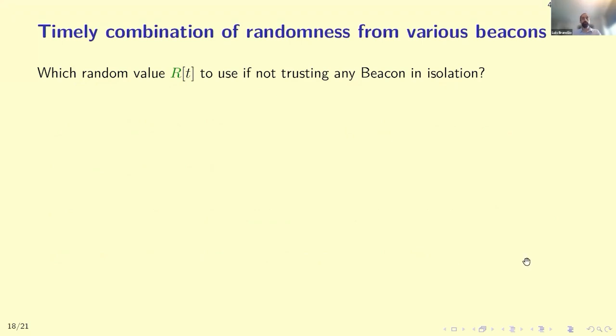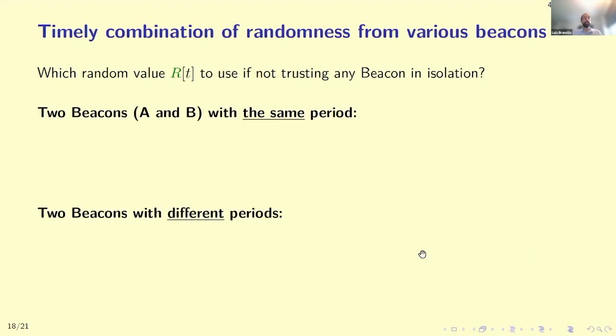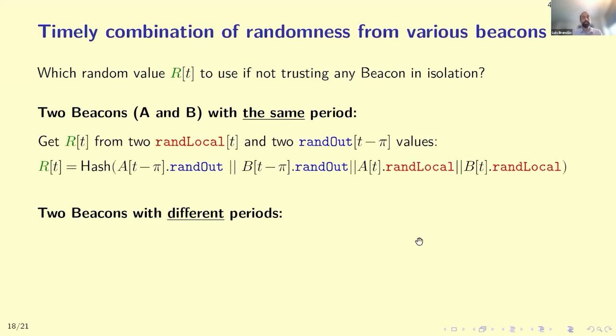Anyway, moving forward on properties, we are interested in timely combination of randomness from various beacons. What should you do if you don't trust any beacon in isolation? Let's consider two cases. Let's assume you have two beacons with the same period. Then one of the guidelines we have in our reference is that if you want to use two beacons, you can receive their pre-commitments before they release the corresponding pre-images, so that you're sure that one beacon is not waiting for the other to release their value. Once you've received that, you can obtain your randomness, this RT, as a hash of the previous values and the current value, and this will give you something that cannot be tweaked to the advantage of a malicious beacon. Now, what to do if we have beacons with different periods?